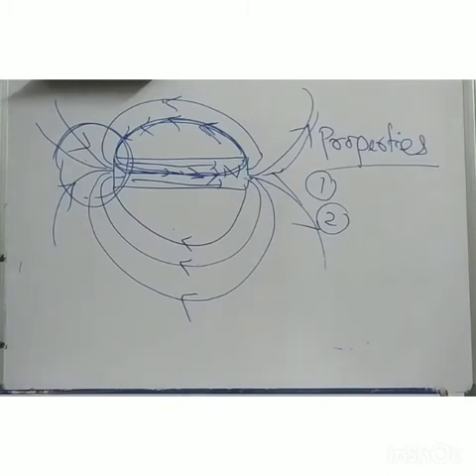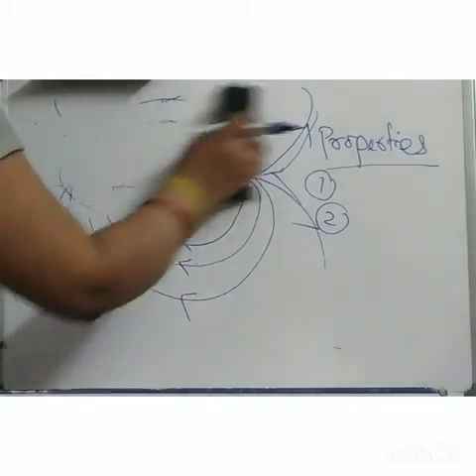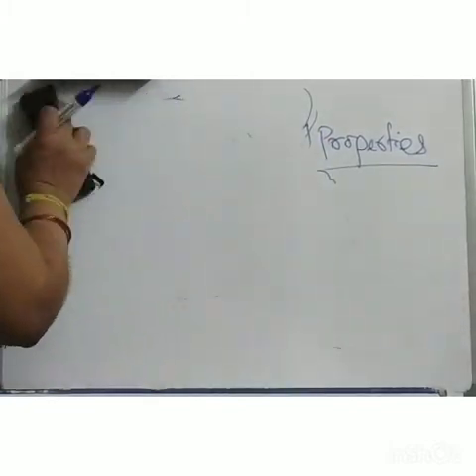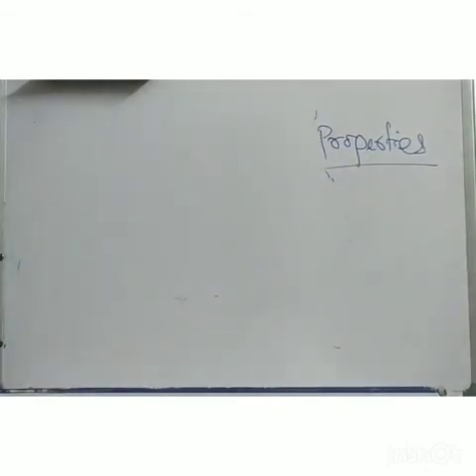And the fourth and very important point is that magnetic field lines never intersect each other. What does it mean? Magnetic field lines never intersect each other. Let's try to understand this. Why will they not intersect?